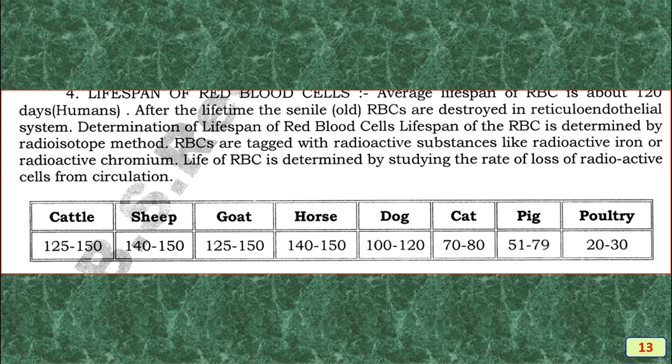Then the lifespan of the red blood cells: in cattle it is 125 to 150 days. Sheep is also a little more, 140 to 150 days, and in goat, horse, dog, etc., it varies from 120 to 150 days maximum. Whereas in the cat it is very less, 70 to 80. Pig is very low, that is 51 to 79 days. Whereas in poultry it is still lower, that is 20 to 30 days.